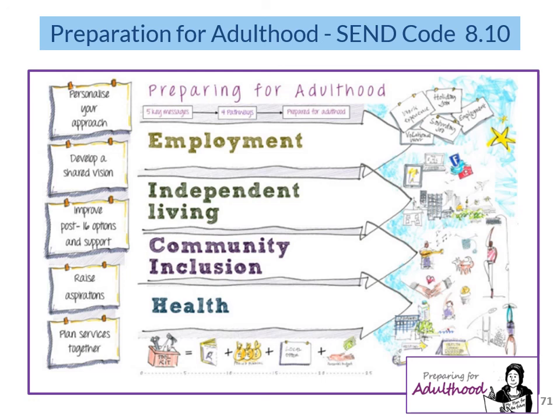Preparation for adulthood also means preparing for participating in society, including support in developing and maintaining friendships and relationships, managing transport, and participating in and contributing to the local community. And finally, preparation for adulthood includes support in being as healthy as possible in adult life. So this might include effective planning with health services for transition to adult services.